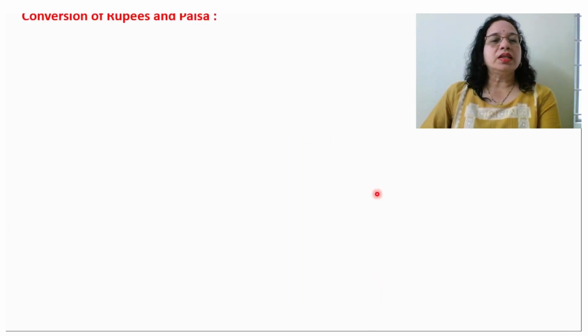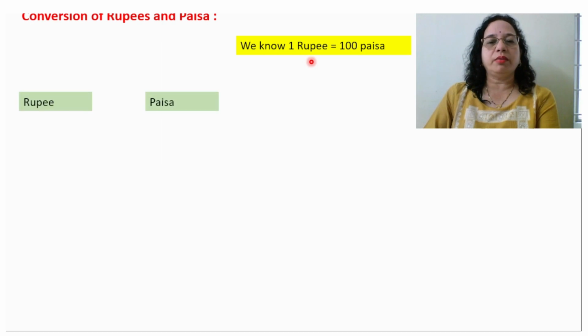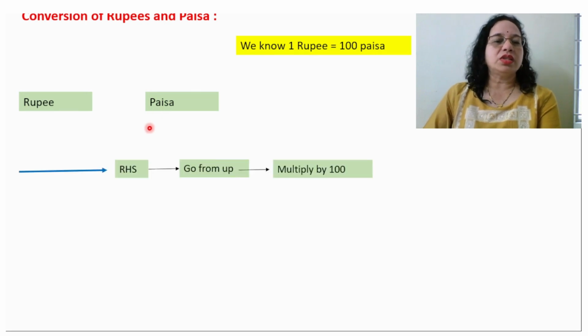The same concept we can use to convert rupees into paise, but here we know that 1 rupee is equal to 100 paise. So again write down the unit in descending order, greater unit and smaller unit. The rules are same. When we will move towards right hand side, we will go from up, and up means here we will multiply by 100 because the relation between rupees and paise is 100.